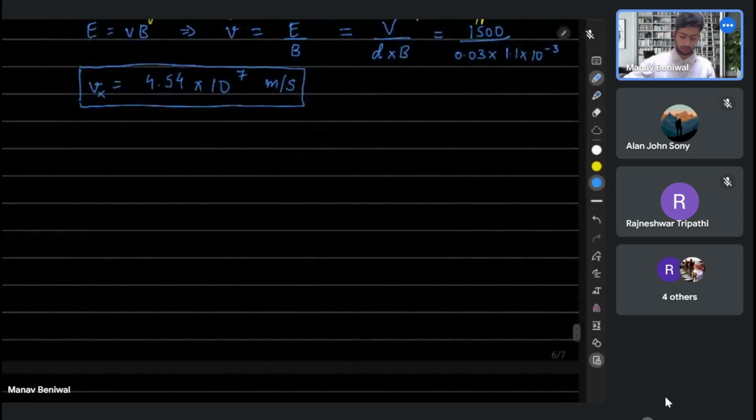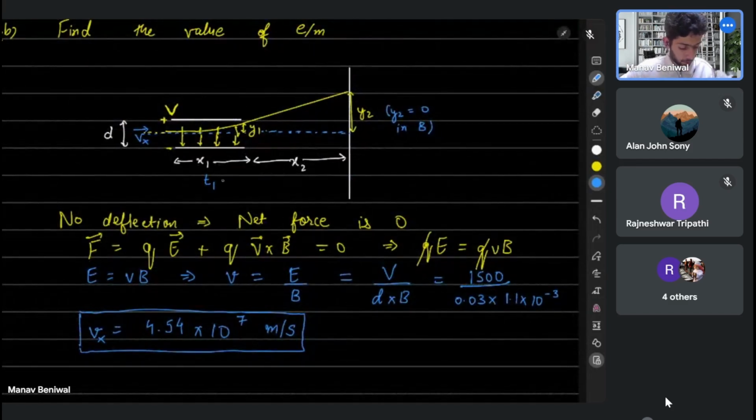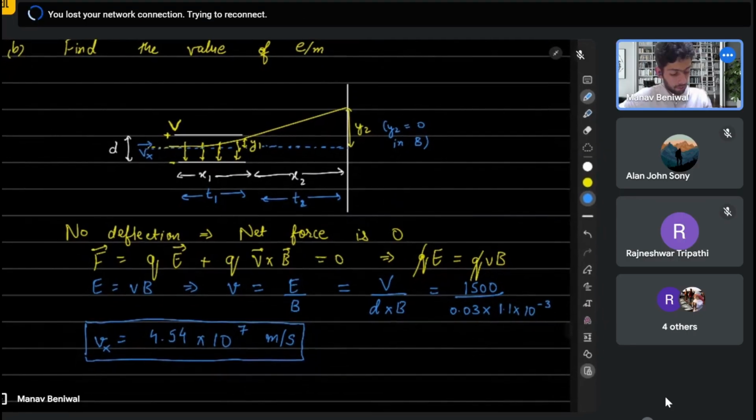For the value of e by m, let us find out how much time it will take to cross this x1 and how much time it will take to cross this x2, similar to what we did in the class. We know that t1 will be x1 by vx and t2 will be x2 by vx.